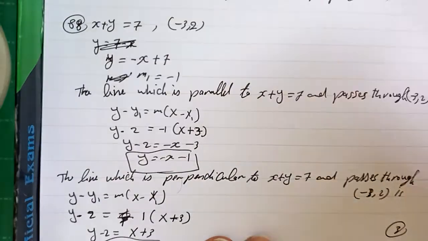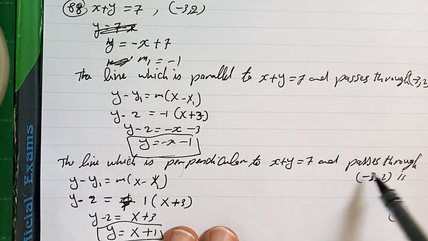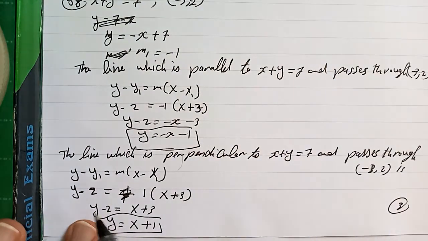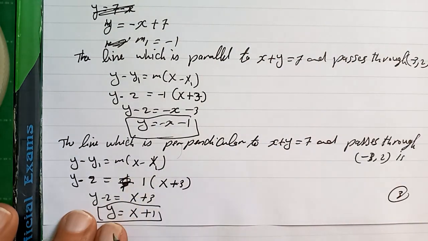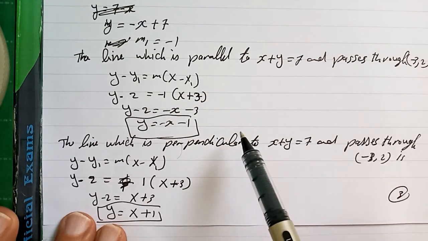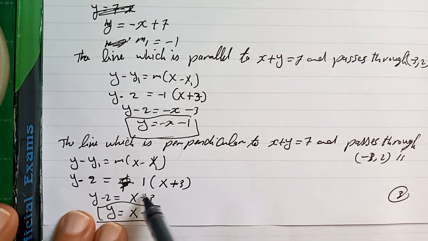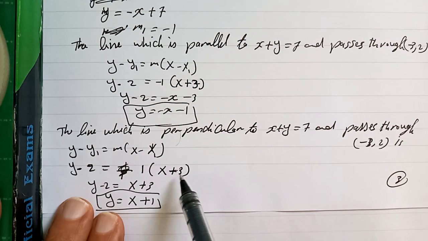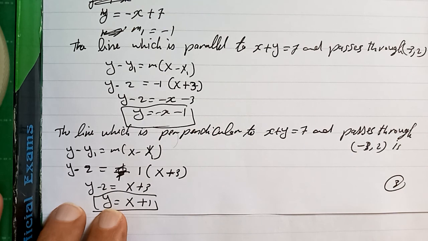The line which is perpendicular to the line x plus y equals 7 and passes through -3 and 2 is, also, use the point slope form: y minus y1 equals m times x minus x1. But since it is perpendicular, its slope is the negative reciprocal of -1, meaning it will be 1. And use the same point, which is x equals -3 and y equals 2, and then simplify to get the equation. Thank you.